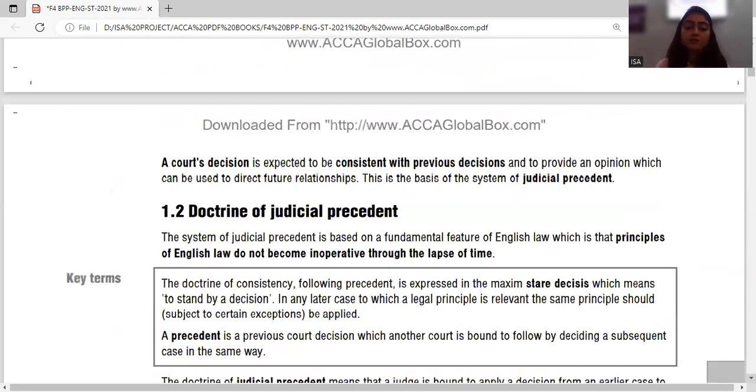A court's decision is expected to be consistent with previous decisions and to provide an opinion which can be used to direct future relationships. This is the basic of the system of judicial precedent. Okay, hold on to this.